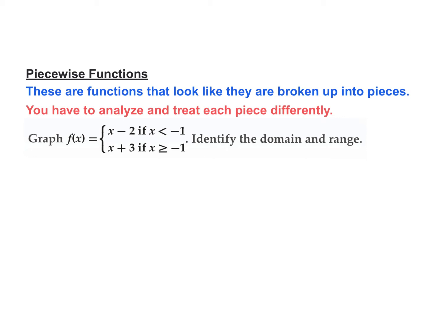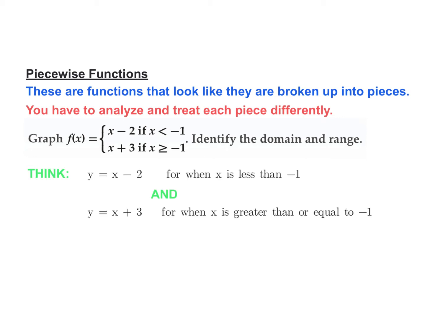Now, the best way to look at this is to think of it as y equals x minus 2 for when x is less than negative 1, as I just mentioned, and think of it as y equals x plus 3 for when x is greater than or equal to negative 1. So notice in this problem, we have conditions for less than negative 1 and greater than or equal to negative 1. So negative 1 is sort of our dividing line, so to speak.